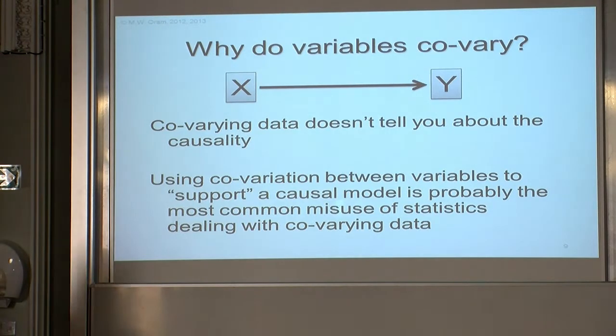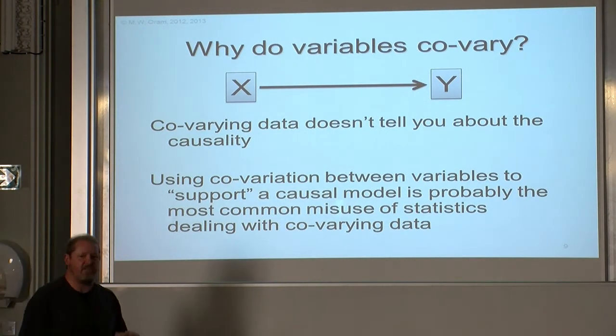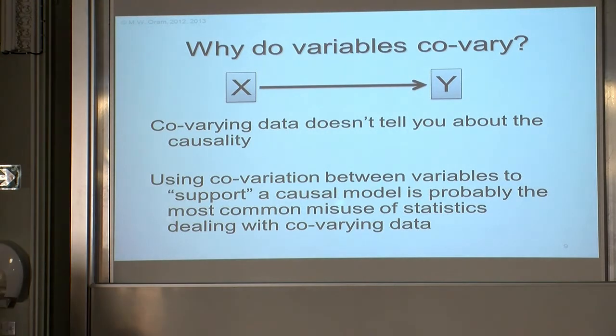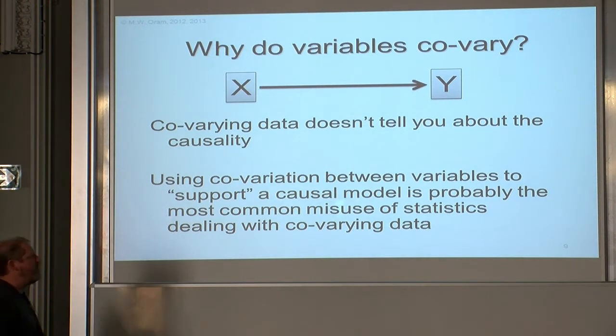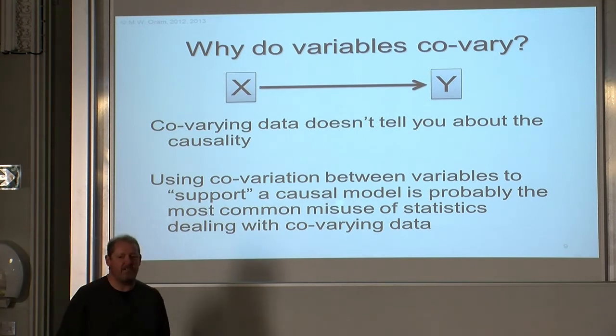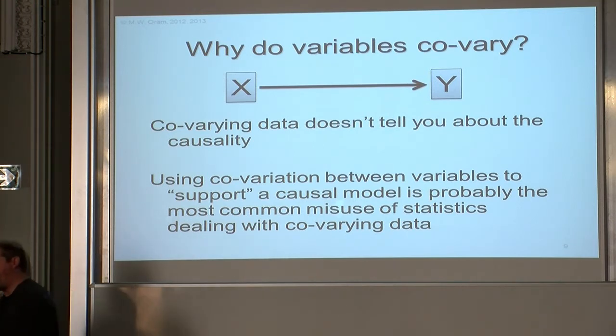One of the things, and I'm sure you were told this in first year and second year, and you're getting it again, is that correlations, when things covary, are not telling you about causality. And it's probably the most common misuse of statistics when you're looking at bivariate data, to have an assumption of causality, that X causes Y, rather than there is a relationship which allows me to predict Y from X, to say something about it.